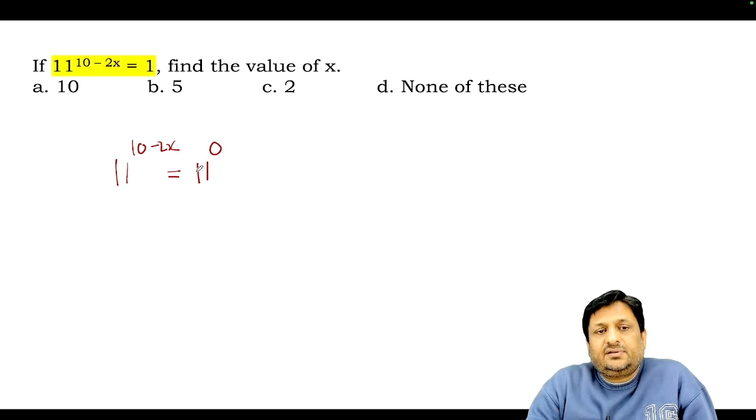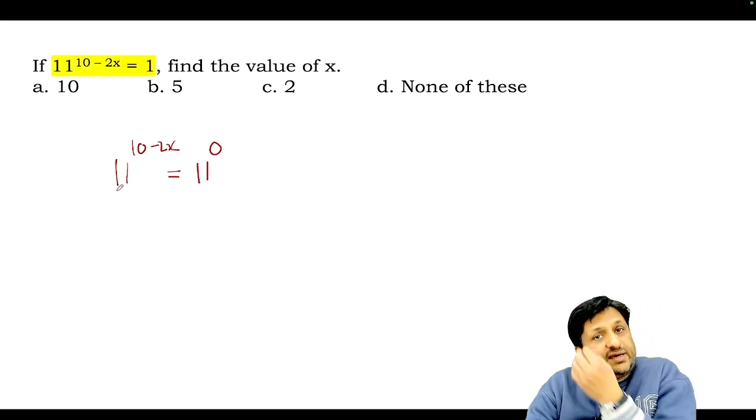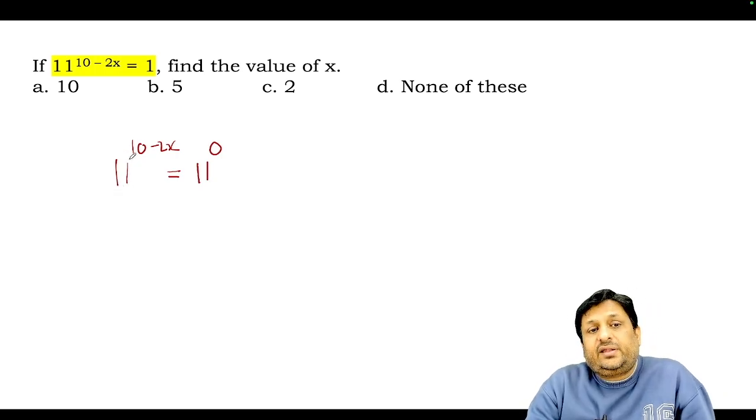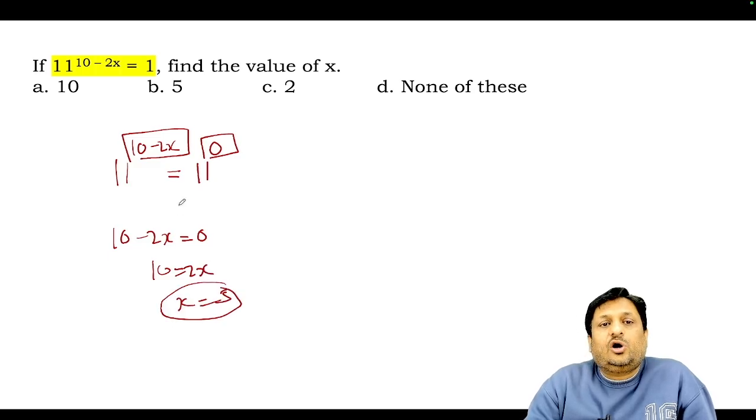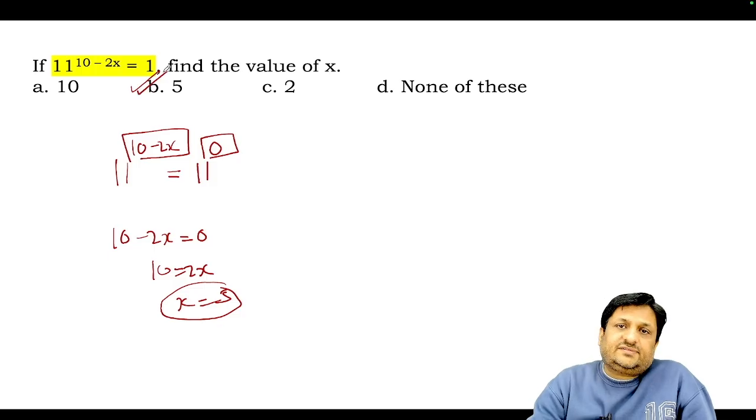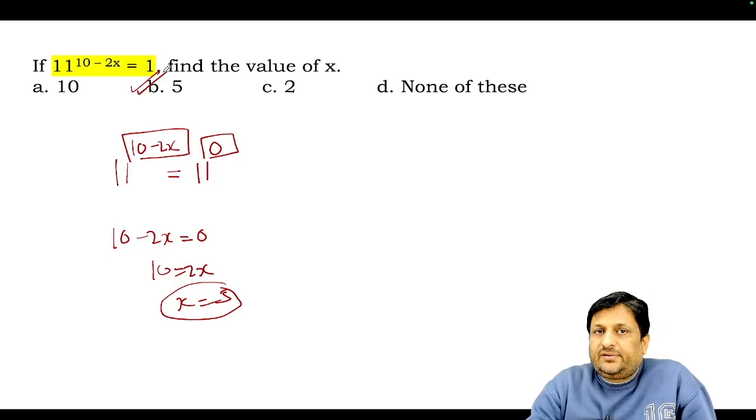Yes, I can. Now I can equate the power because for both right hand side and left hand side the base is same, so I can equate the power. So it means 10 minus 2x is equal to 0, or you can say 10 is equal to 2x, or you can say x comes out as 5. So the answer of this question is option B, 5 is my answer. Let's move ahead.